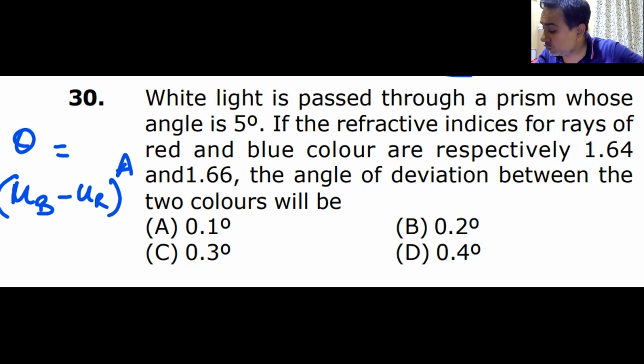The refractive index of blue is 1.66 minus the refractive index of red, which is 1.64. So it is 0.02. 0.02 multiplied by the angle of the prism, which is given as 5 degrees. 0.02 multiplied by 5 degrees. Your answer would be 0.1 degrees.